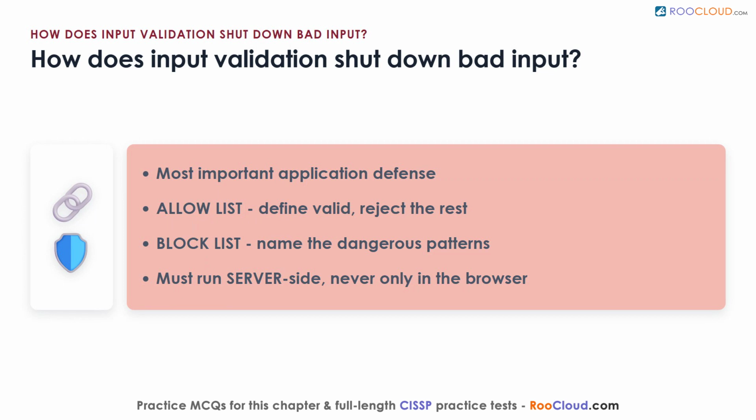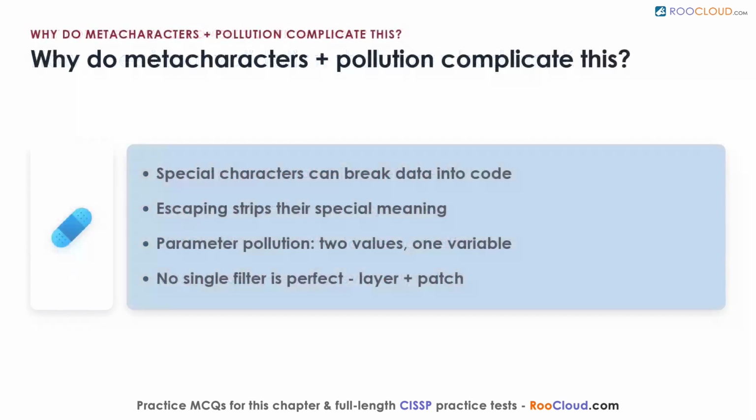One rule is non-negotiable. Validation must run on the server, never only in the browser, because client-side checks are trivial to bypass. Picture a bouncer who admits only names on the guest list, rather than one who just turns away a few known troublemakers. Why do metacharacters and parameter pollution complicate this?